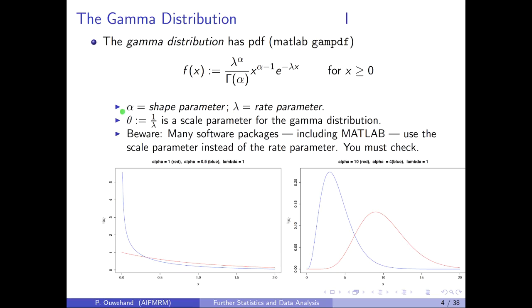However, in many software packages, they use a scale parameter instead of a rate parameter, and the scale parameter theta is defined to be 1 over lambda, in other words 1 over the rate parameter. MATLAB, for example, uses the scale parameter instead of the rate parameter. So if you're asked to output the gamma PDF with shape parameter 2 and rate parameter 5, you must put in the parameters 2 and 1 over 5. Whatever computing software you use, you need to check which version of the gamma distribution they have implemented. Are they using scale or are they using rate?